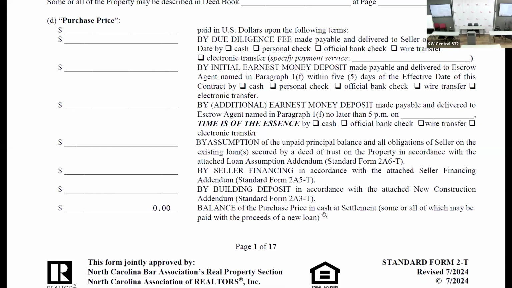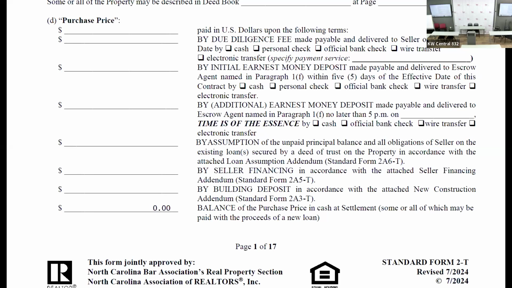Okay. So, balance of purchase price. This is top line of D minus any of these things to get this balance down here. So just a reminder, if things change, because sometimes I'll see where they've struck through the purchase price and everybody's initialed it, but they didn't make the change down at the bottom. So make sure that bottom balance line equals the purchase price minus any of these dollar amounts.